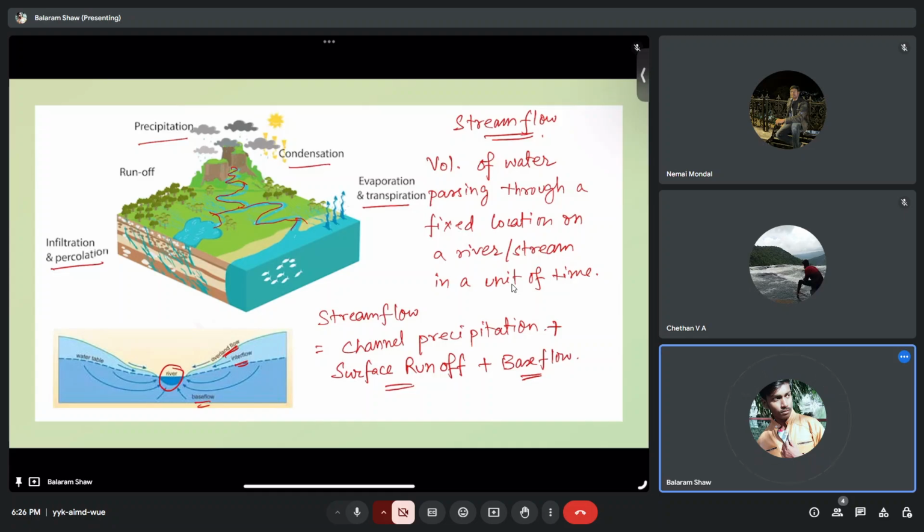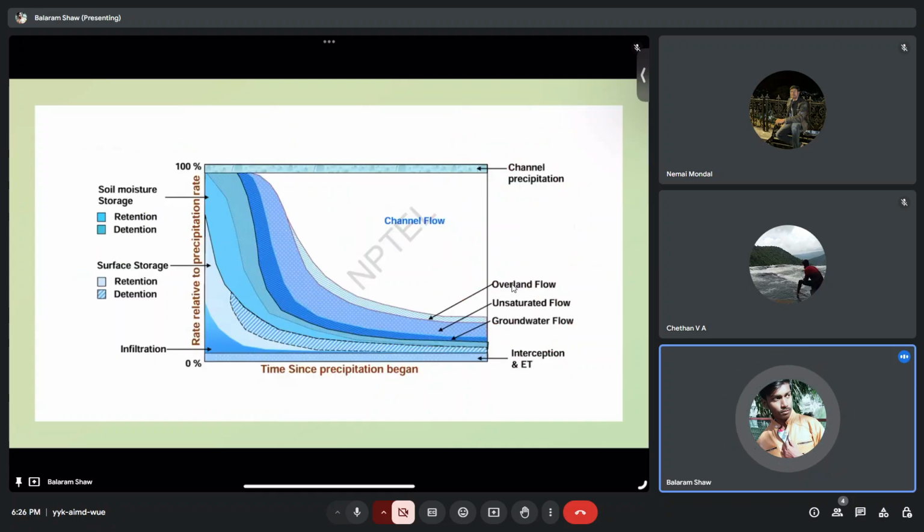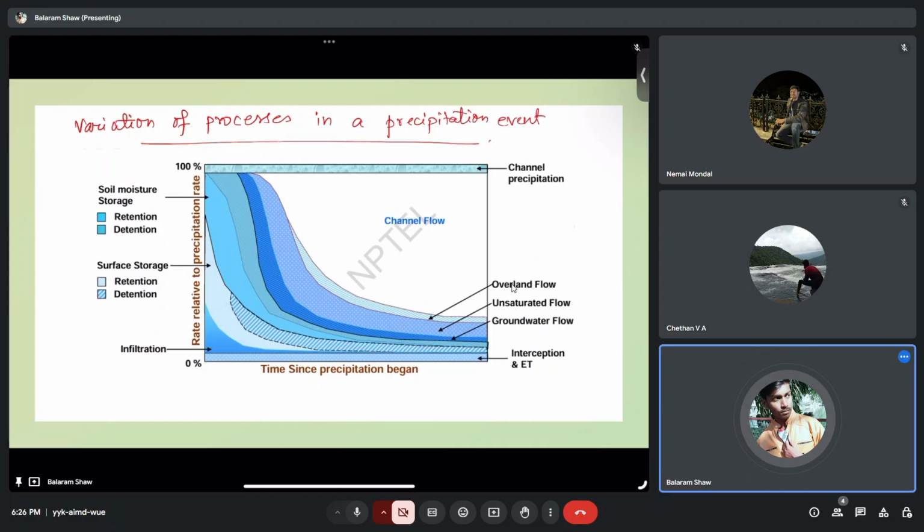Okay. So next, what is this picture? This picture we call the variation of processes in a precipitation event. Just now I mentioned that when a precipitation event is happening and the interflow is happening at that moment, we call that rapid interflow, right?